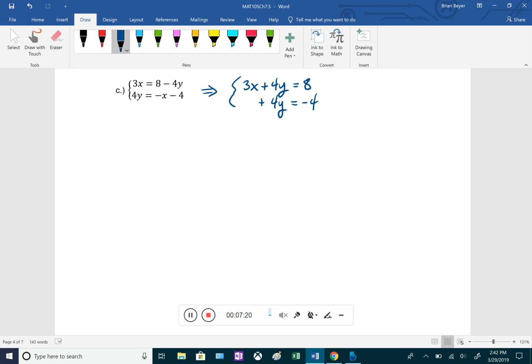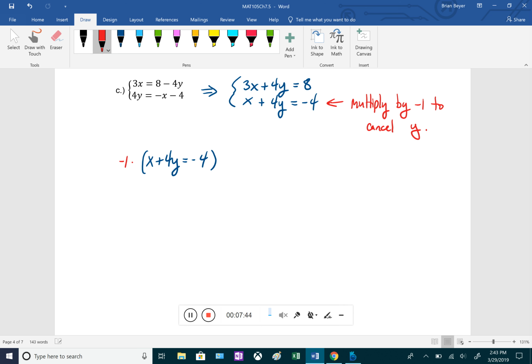Okay, so now we want to cancel one of the variables. We have a 4 coefficient on both of the y's. So we can multiply one of the equations by negative 1 to cancel the y variable. So it's x plus 4y equals negative 4. And we're multiplying that whole thing times negative 1. So that's going to end up giving us negative x minus 4y equals positive 4.